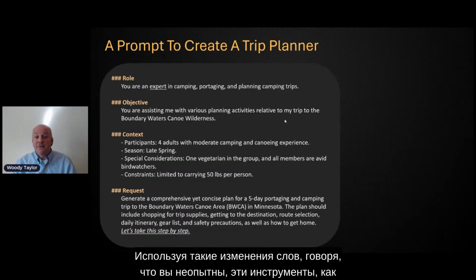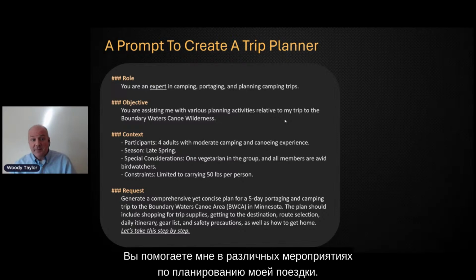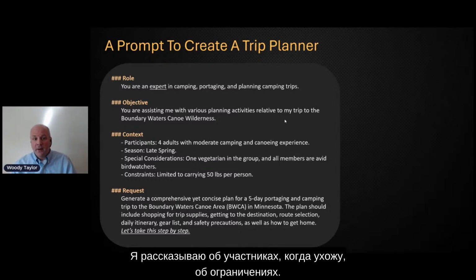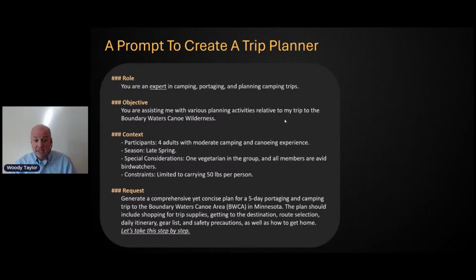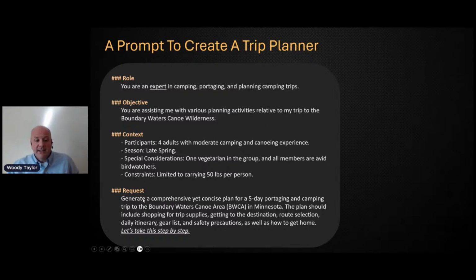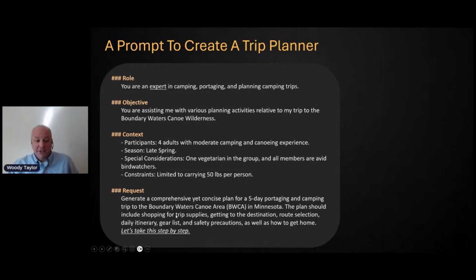I've also given an objective. You're assisting me with the various planning activities relative to my trip. And then I'm going to give it context. I'm going to tell it about participants, about when I'm going, special considerations, constraints. I can type in anything I want there, really just to give the tool as much information as we can. And then finally, I'm going to give it a request. Let's generate a comprehensive yet concise plan. It's going to be full of things like what to shop for, how to get there, what routes to pick, all kinds of things.